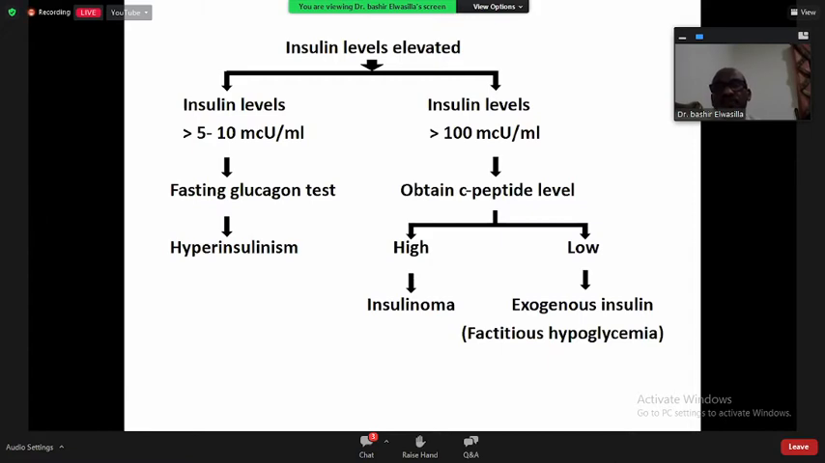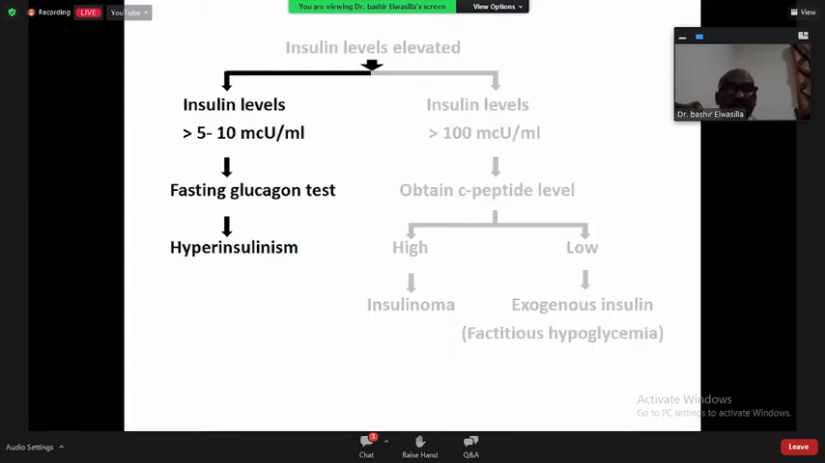And for insulin levels that are more than 100 microunits per ml, we have to obtain C-peptide. If the C-peptide is high, this is mostly insulinoma, and if the C-peptide is low, you have to think about exogenous insulin, like factitious hypoglycemia.